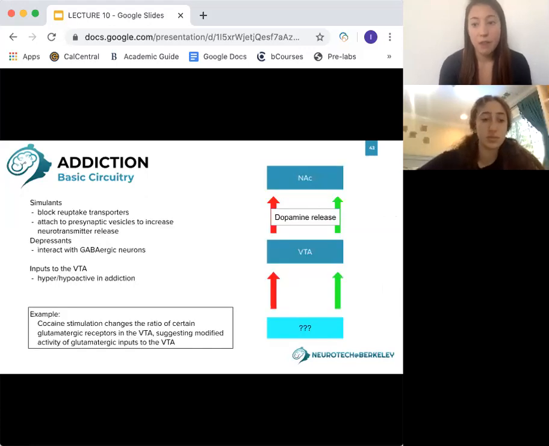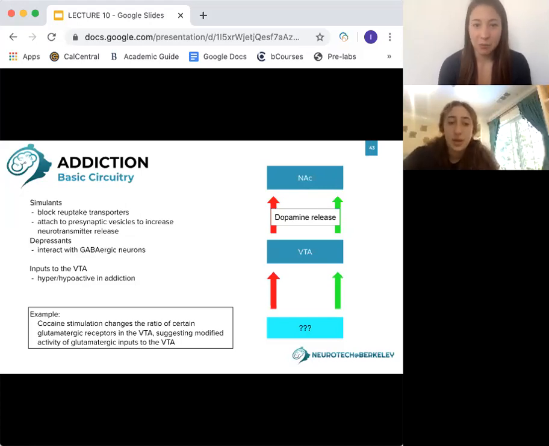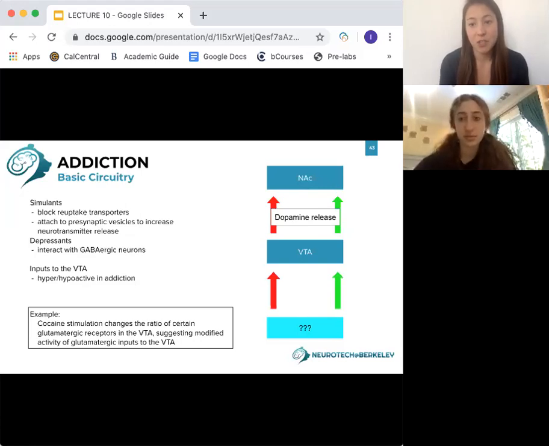So the pathway from the inputs of the VTA, the ventral tegmental area, I'll just call it VTA because I don't want to say it that many times, to the NAC are messed up when the drugs enter the system, right? So stimulants such as cocaine are known to block the reuptake of dopamine into the presynaptic terminal at the nucleus accumbens, thus increasing the levels of dopamine there.